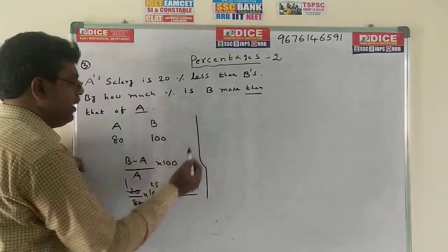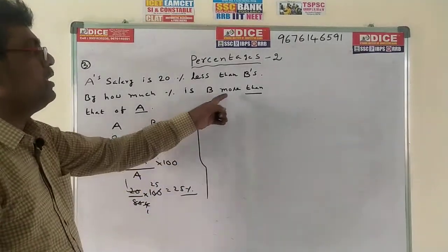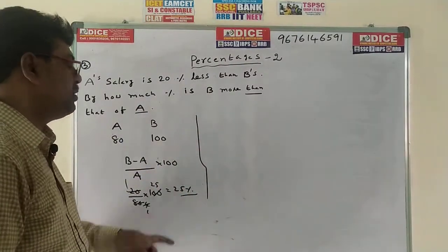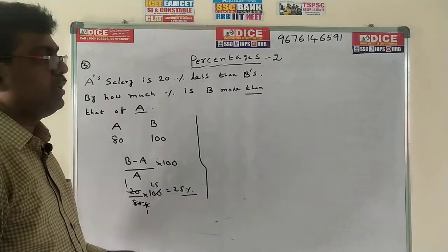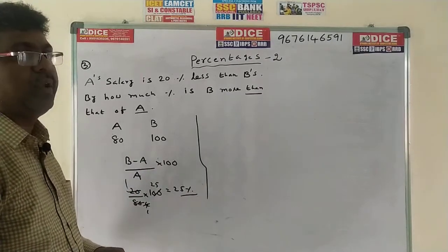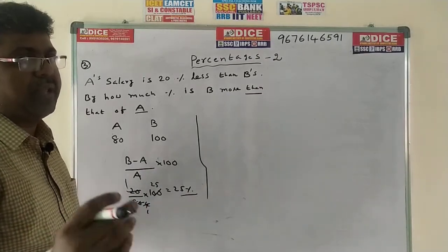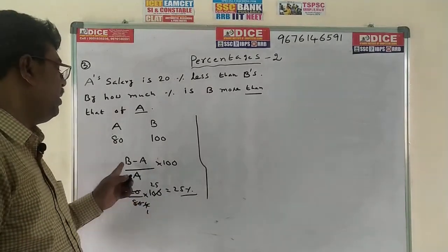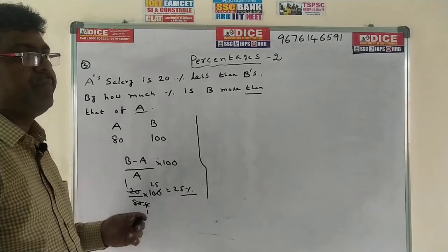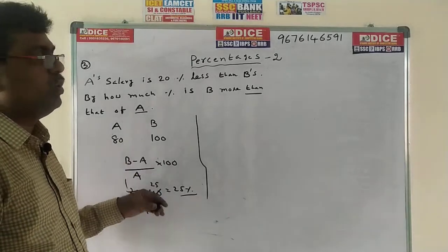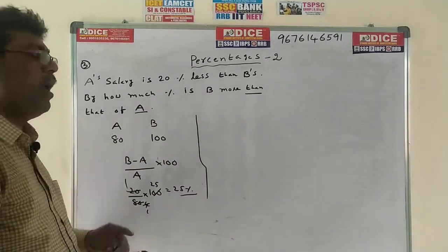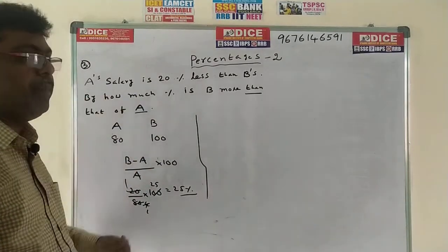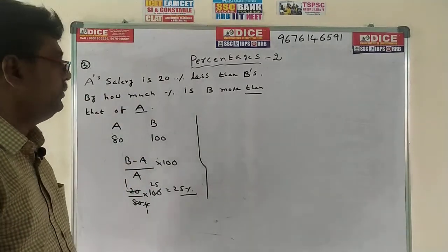More means you will get the answer as positive. Whenever it is less, you will get the answer as negative. So that's more, that's why we get the answer as positive. So 25% is the answer. This problem is also nothing but our Note 3. Previously I have told you Note 3. More or less, you will get the answer in the numerator as B minus A or A minus B, depending on the condition. The term after 'than' always comes in the denominator.